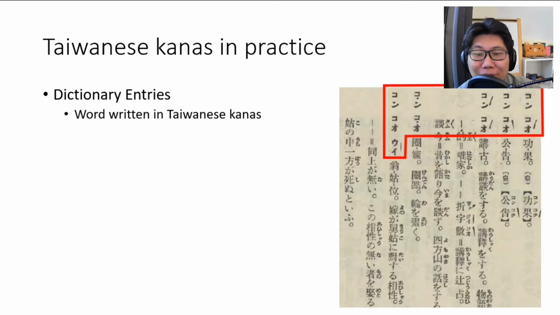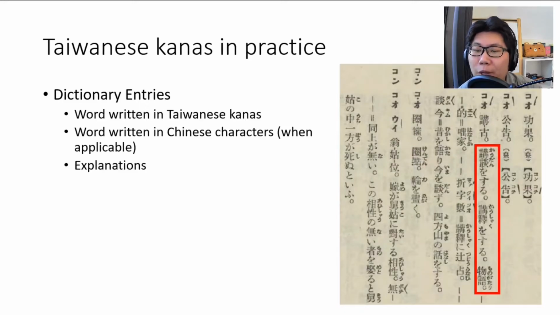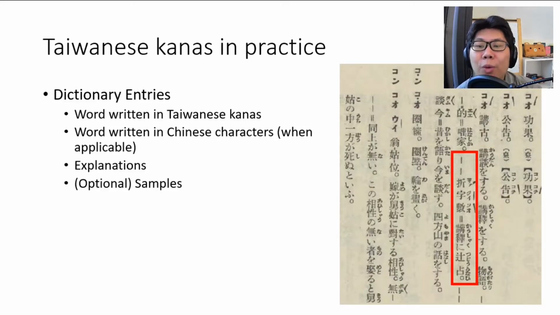Here are some examples of the kana system in use in the Taiwanese Dictionary. At top, there are words written in Taiwanese Kanas. Since this is a branch of Chinese after all, most of the words have corresponding Chinese characters. Then we have explanations in Japanese, like any other dictionary. And then we have samples in Taiwanese along with translations. Note how Taiwanese kanas are katakanas and Japanese kanas are hiraganas on top of the character.